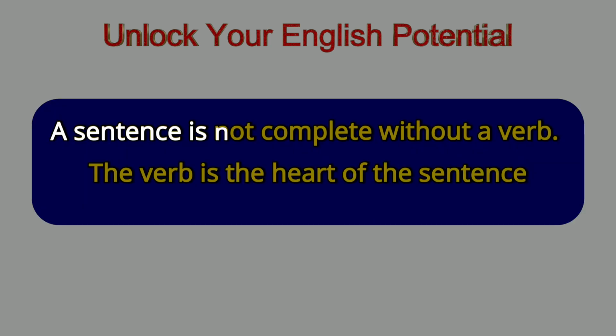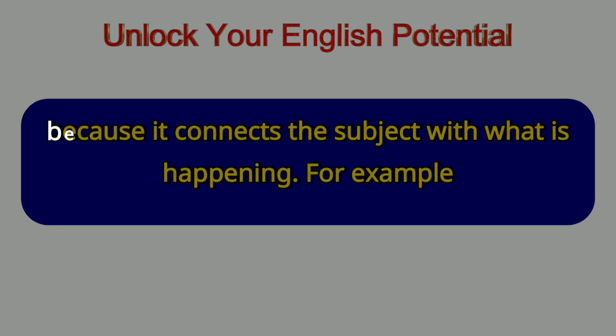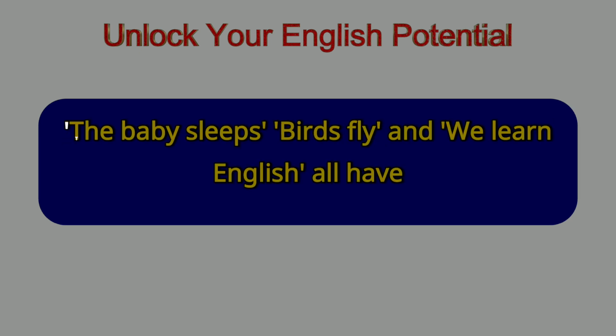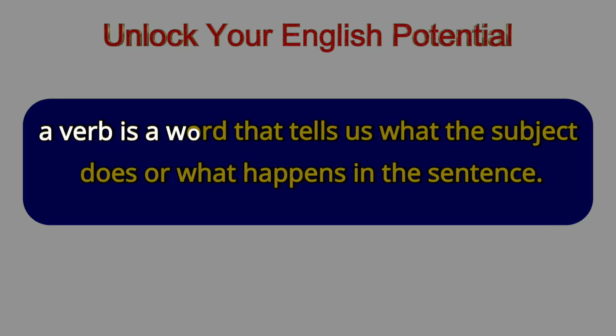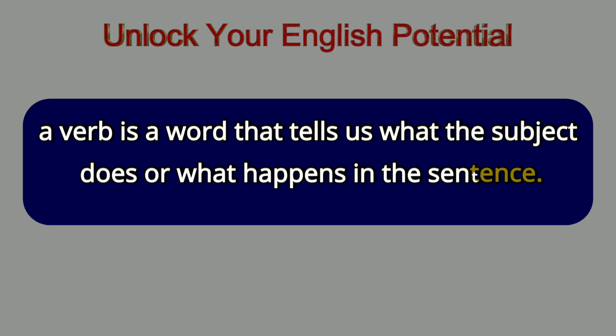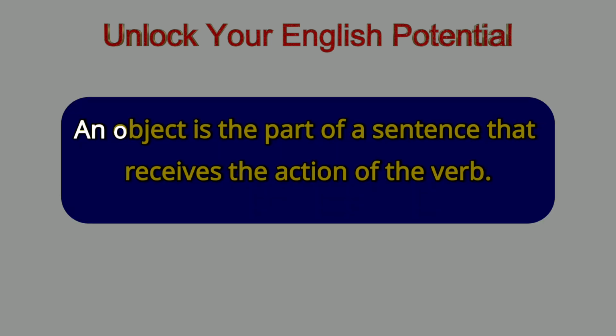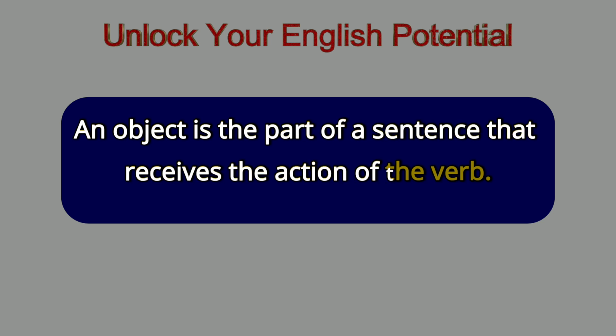A sentence is not complete without a verb. The verb is the heart of the sentence because it connects the subject with what is happening. For example, "The baby sleeps," "Birds fly," and "We learn English" all have verbs that make the sentence meaningful. In simple words, a verb is a word that tells us what the subject does or what happens in the sentence. An object is the part of a sentence that receives the action of the verb.